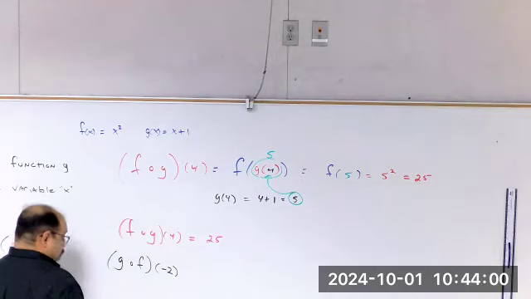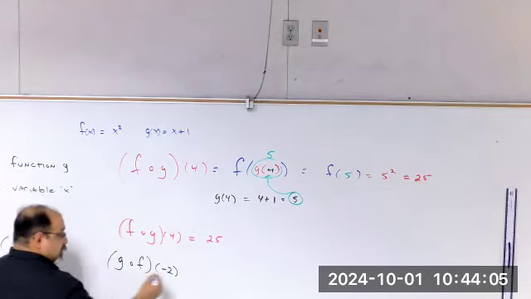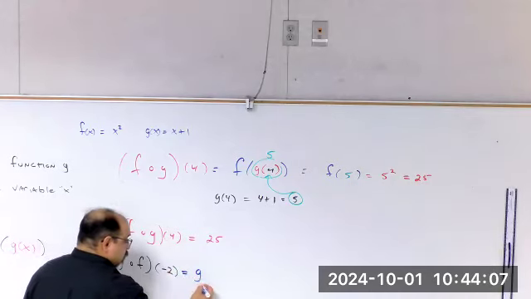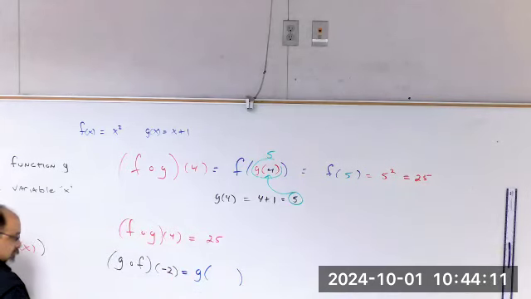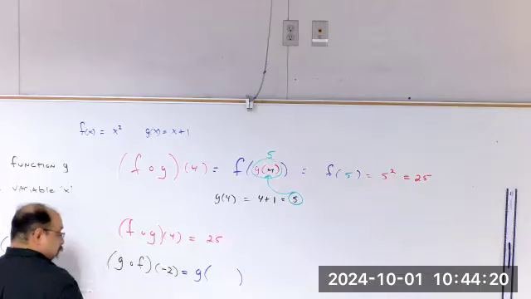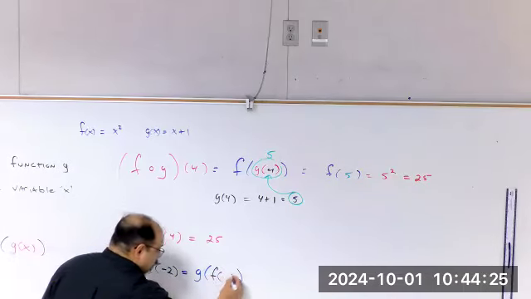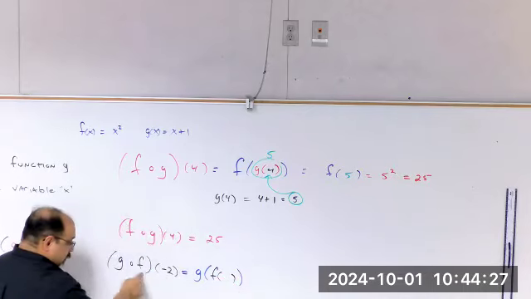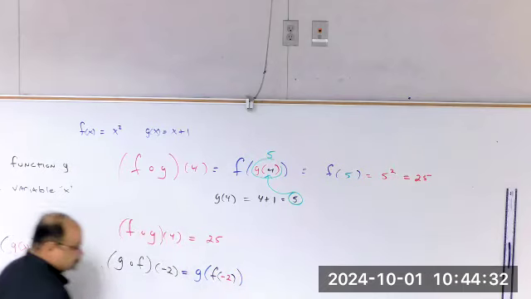So what's the outer function? From left to right, the outer function is G. And what am I going to try to plug into the G function? G of F of -2. And I'm plugging -2 into the F function. So we're just kind of unraveling it from left to right.